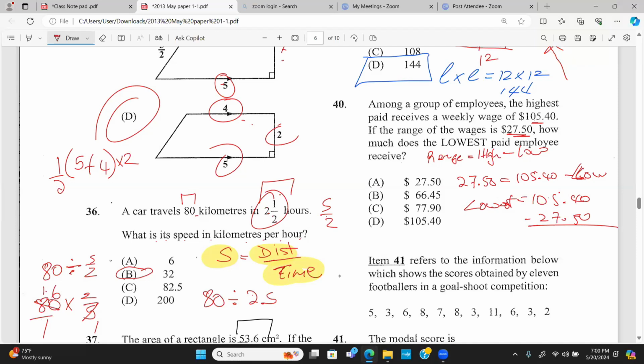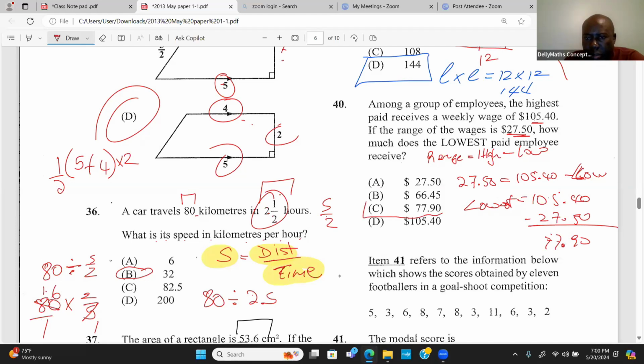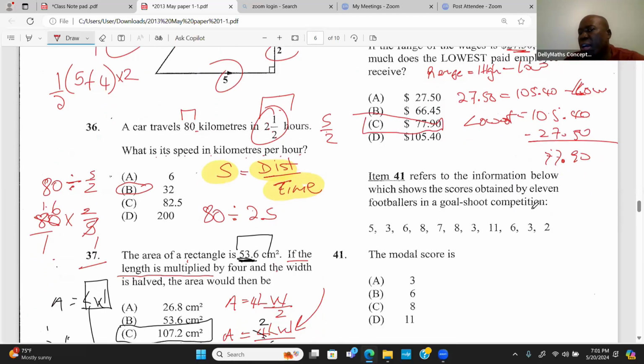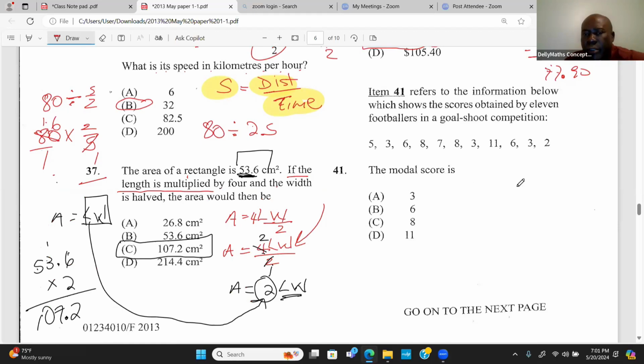Yes, sir. Sugar. C. Yeah. You can get $77.90. Very good. So understand the range. Highest minus the lowest. So it depends on what you have. You have to subtract or whatever, depending on the situation.